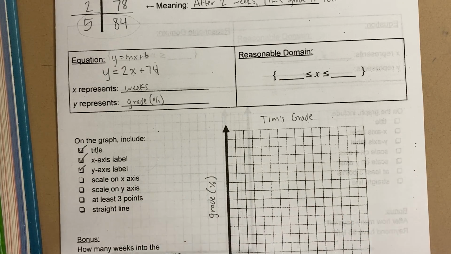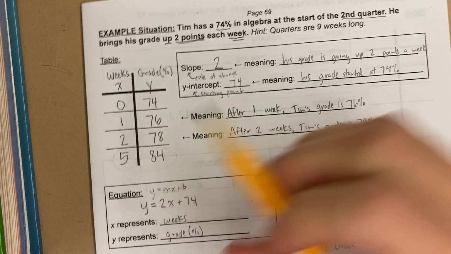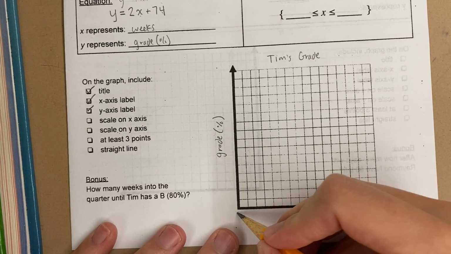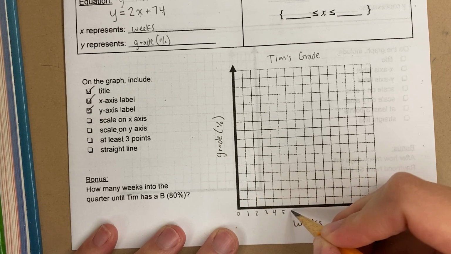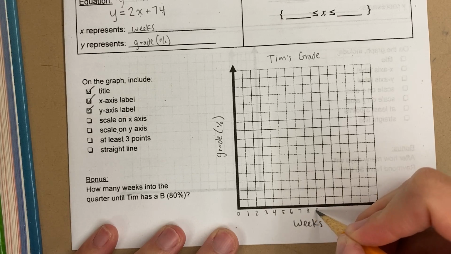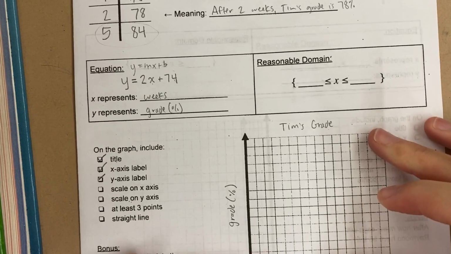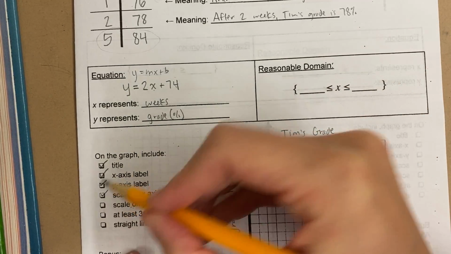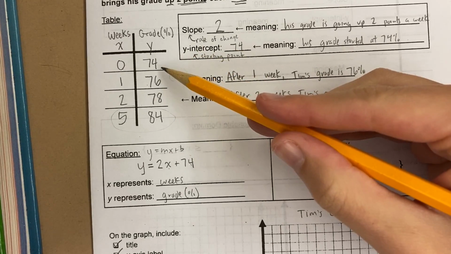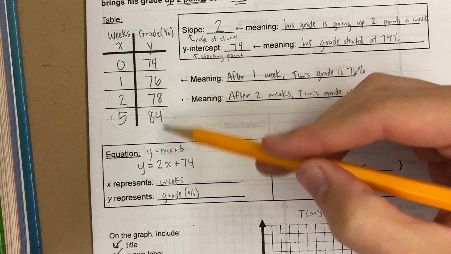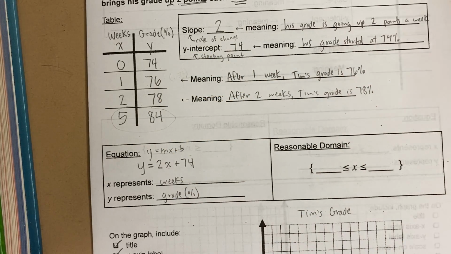Now, the scale on the x and the y-axis. So this is where things get a little bit tricky. When we're talking about weeks, we're talking about like 1 week, 2 weeks, right? So for this, we can actually just say this is 0, 1, 2, 3, 4, and so on. Okay, so that's the scale on the x-axis. The y-axis is a little bit more challenging because I am starting at 74 and I'm going up, and the grade is going up.